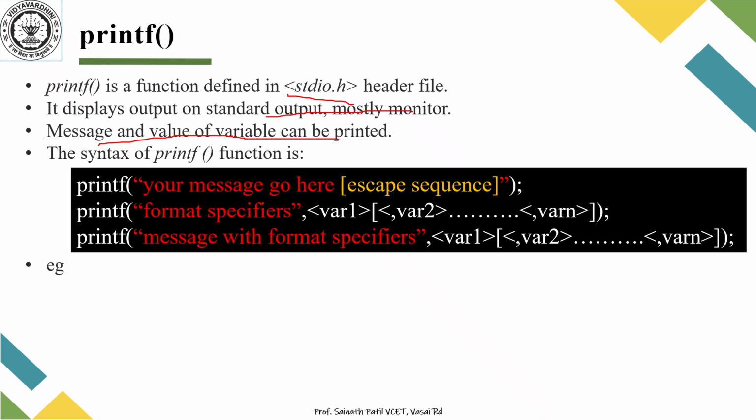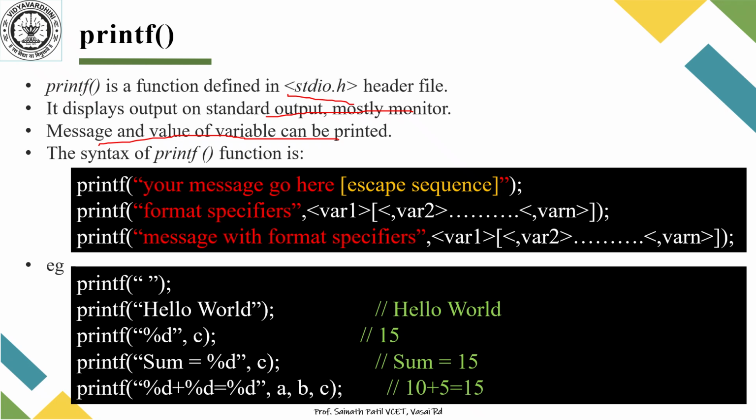For example, here it is printf and in quotation marks nothing, blank space, so nothing will be printed. Here it is printf and the message is hello world in double quotation marks, so in the output hello world will be displayed. printf %d, that is the format specifier for integer, and comma variable c. So the value of c, suppose it is 15, so 15 will be displayed. One more example, printf sum is equal to %d. Now sum is a message, whatever you write is displayed as it is, comma c. So in place of %d, the value of c will be displayed. For example, here sum is equal to the value of c, 15 will be displayed.